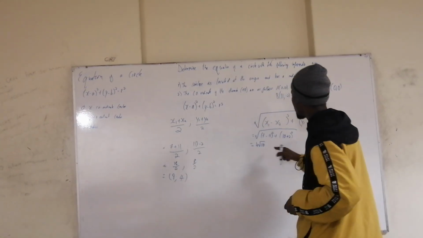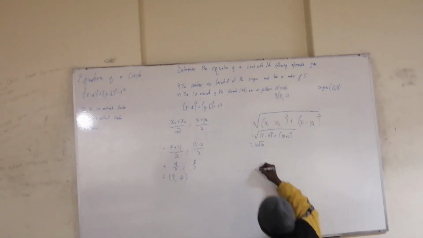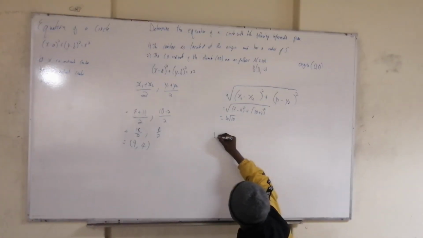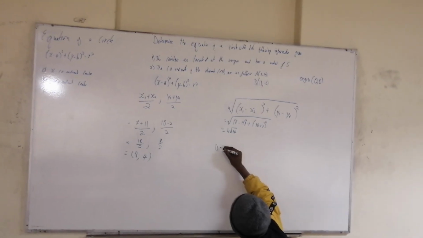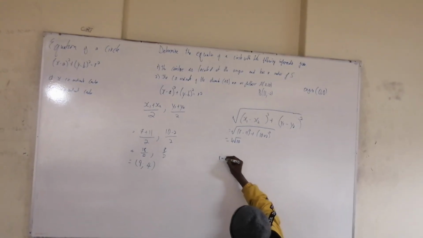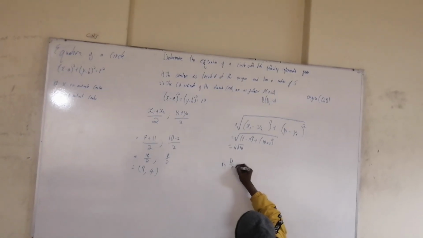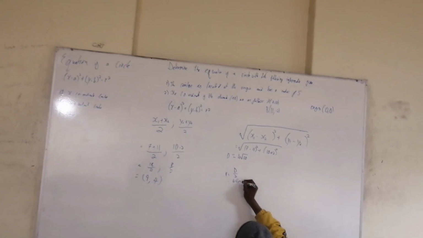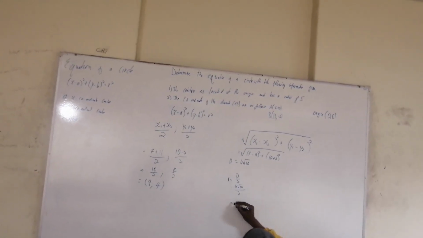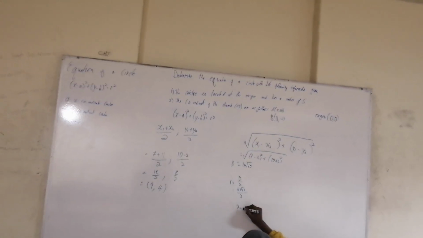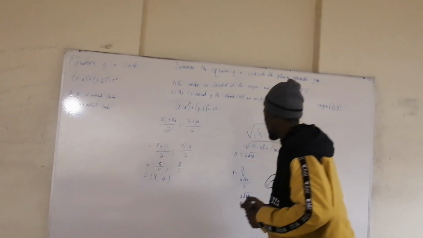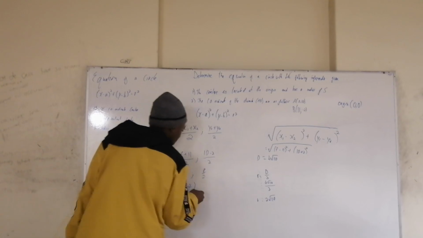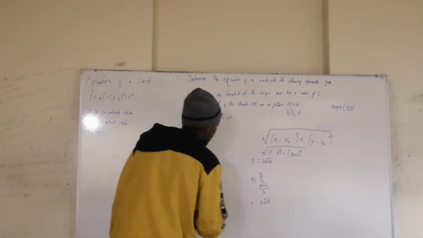So now that we have the distance of the diameter, we can divide the distance of the diameter by 2. The radius is equal to the diameter divided by 2, and we already have the diameter here, which is 4 root 10 divided by 2. It is going to give us 2 root 10.